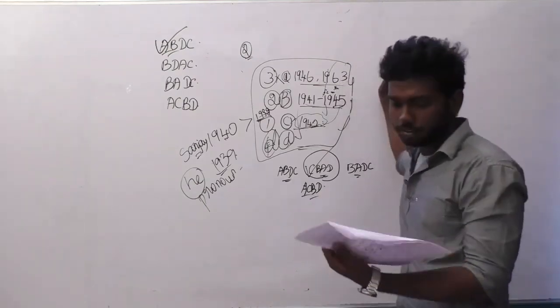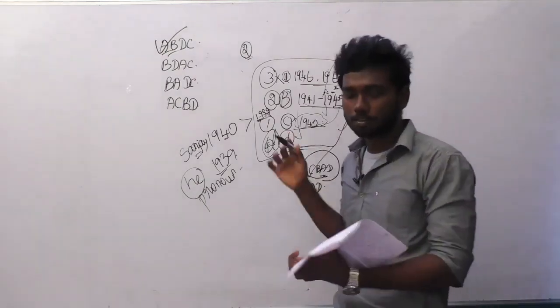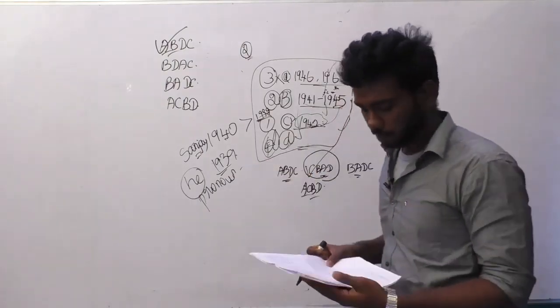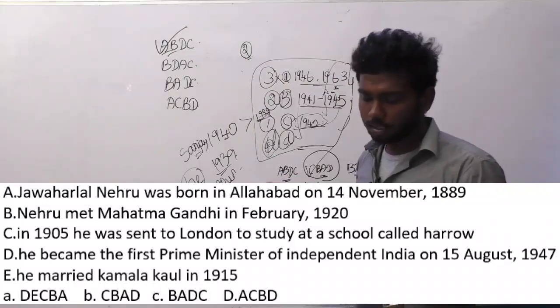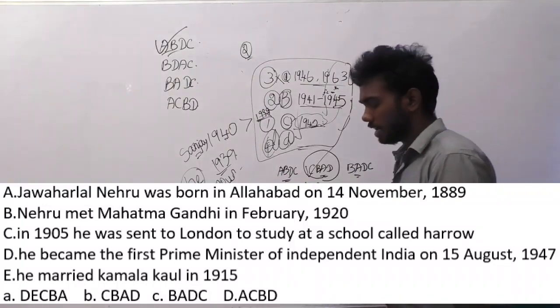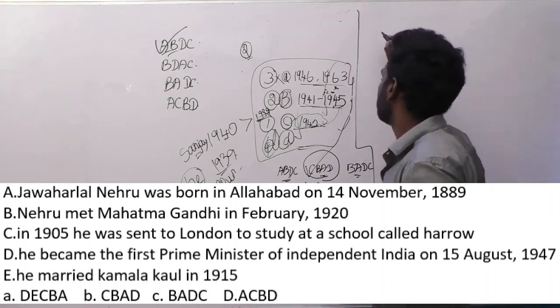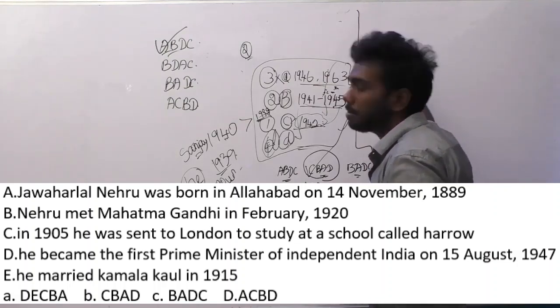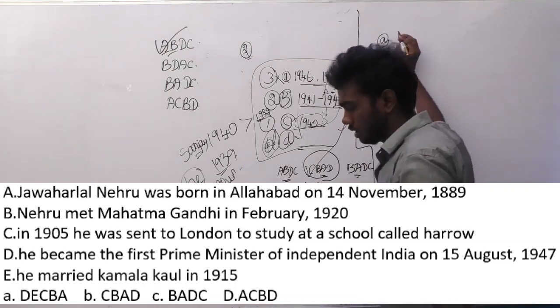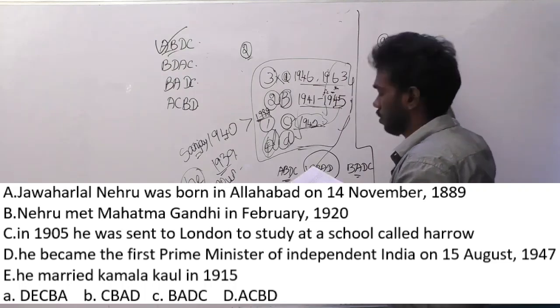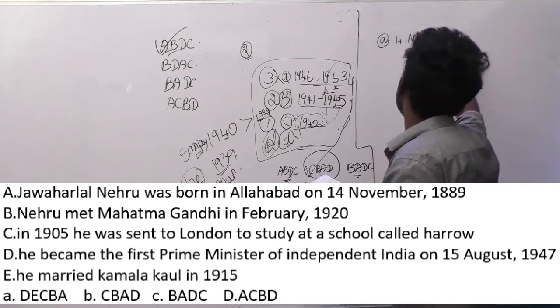Let us move on to the next question. This question is the same as this question. So the next question is, Jawaharlal Nehru was born in Allahabad on 14th November 1889. It is not wrong to write down the clues initially, because they may be right, may not be right. Let us solve this. He was born on 14 November 1889, that is the clue here.